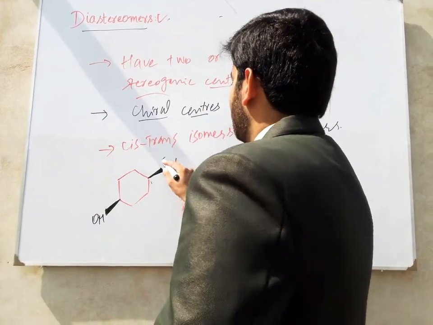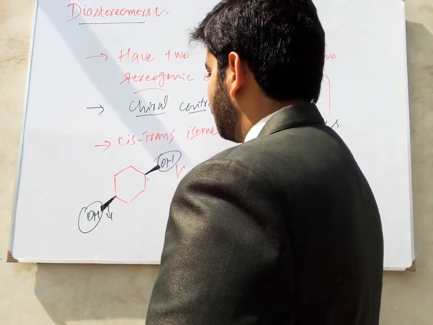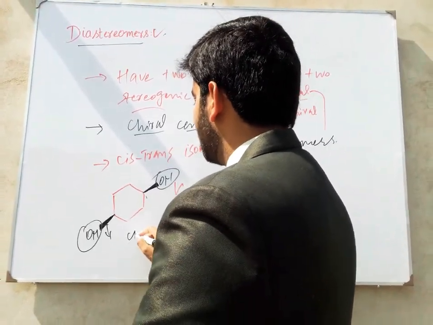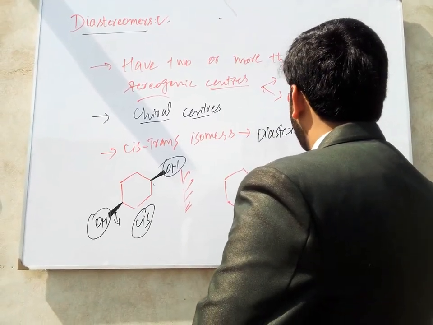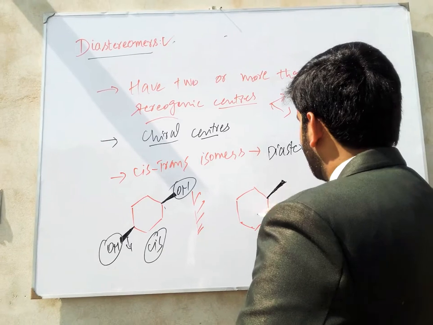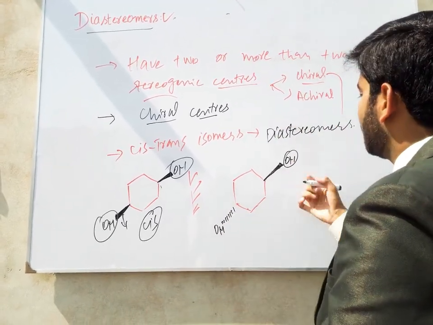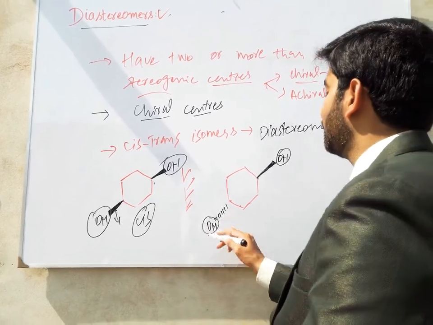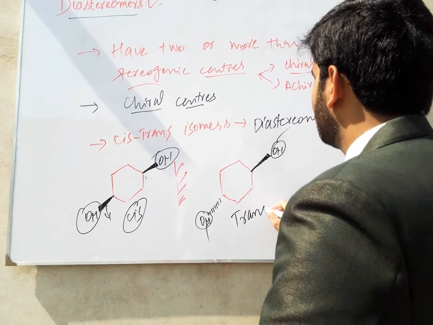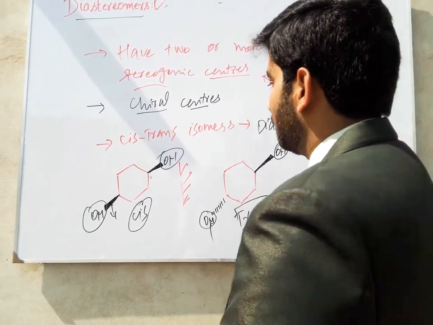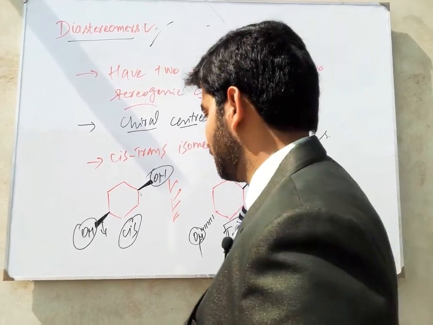We can see that both OH are represented by the wedge bond, meaning both OH groups are directed towards the observer and they are above the plane, so it is our cis form. And if one is represented by the wedge bond and the other by the dash bond, then this OH is directed towards the observer and this is directed away from the observer, and this is above the plane, this is below the plane, so it is our trans isomer, and they are non-superimposable, non-mirror images of each other, so they are called diastereomers.